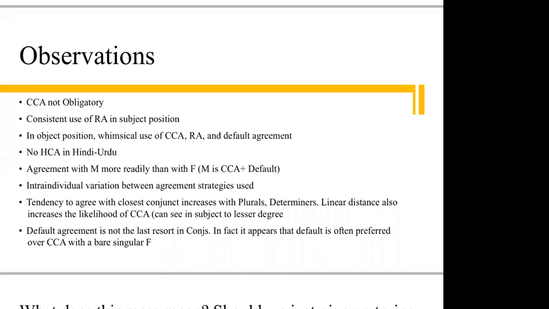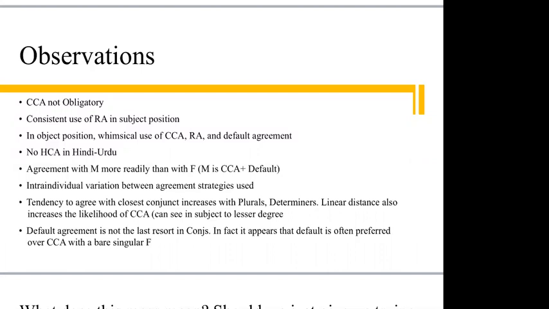In the subject position, resolved agreement is quite consistent. Everyone was doing masculine plural all the time. But in the object position, it's very whimsical, and there isn't any generalization you can make from that. Then there is no highest conjunct agreement. It won't agree with the first conjunct just because it is closest to the verb. It will happen if it's linearly close.